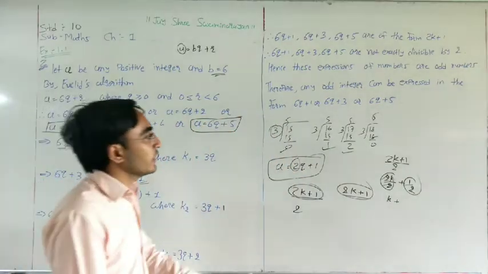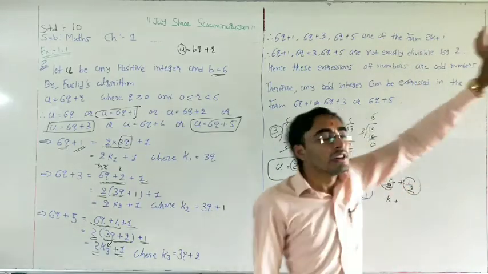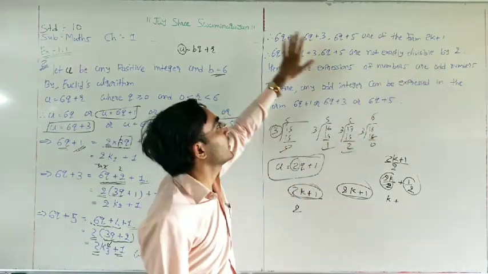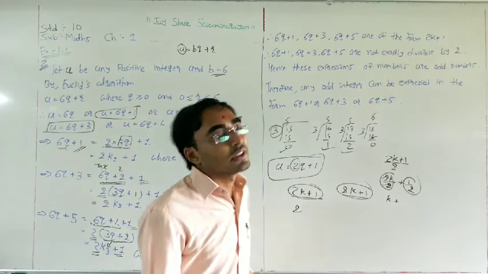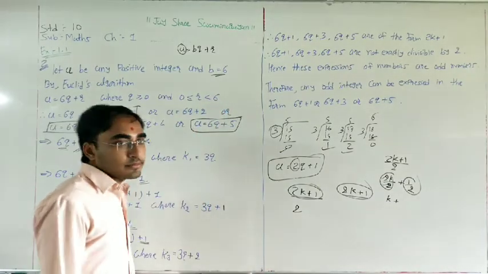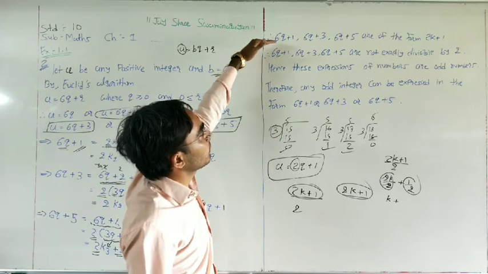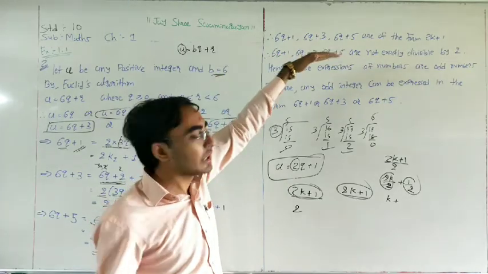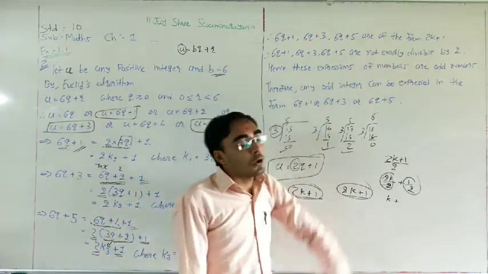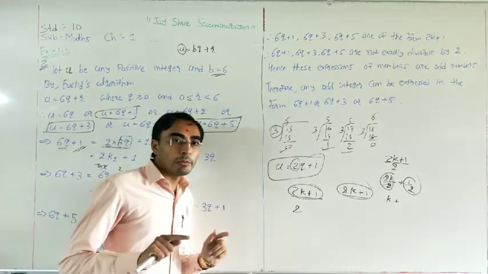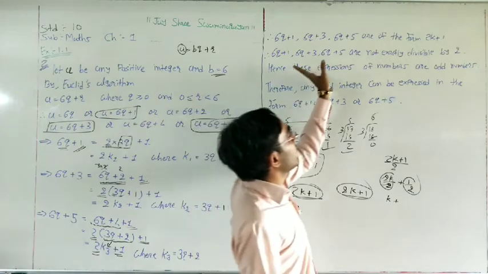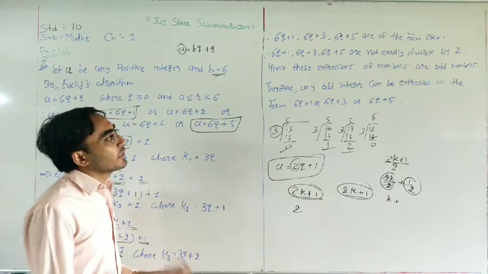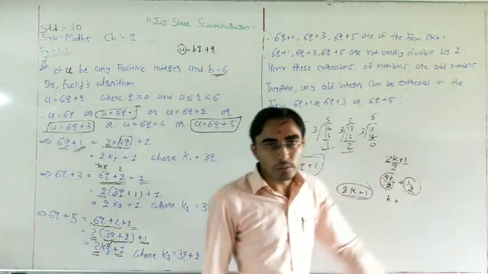We already know these things. 2k plus 1 is the standard form, right? If we prove these three forms are in the form of 2k plus 1, alternatively we can say that these three are odd integers, odd numbers. So first of all, 6q plus 1, 6q plus 3, 6q plus 5 are of the form of 2k plus 1, then they are not exactly divisible by 2. Hence, these expressions are odd numbers. Why? Because odd numbers cannot be divisible by 2. So if we write like this, the expressions are not exactly divisible by 2, alternatively we can say that these expressions are odd numbers.